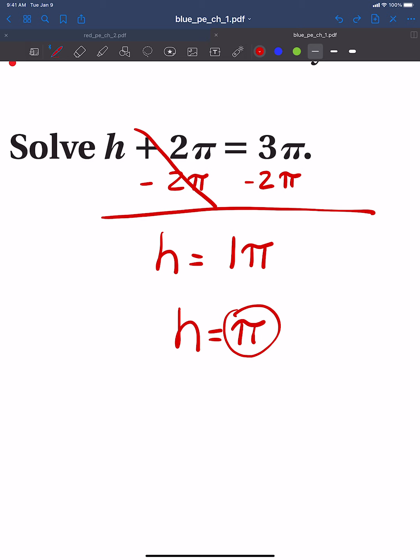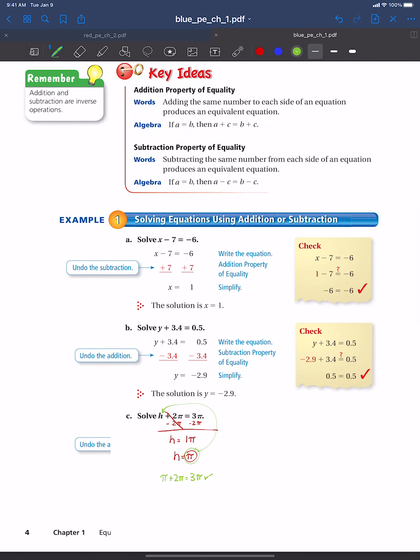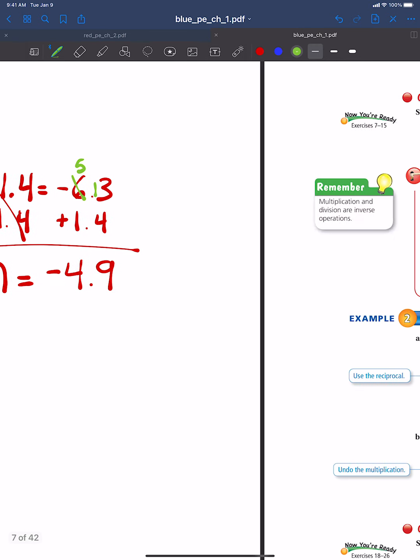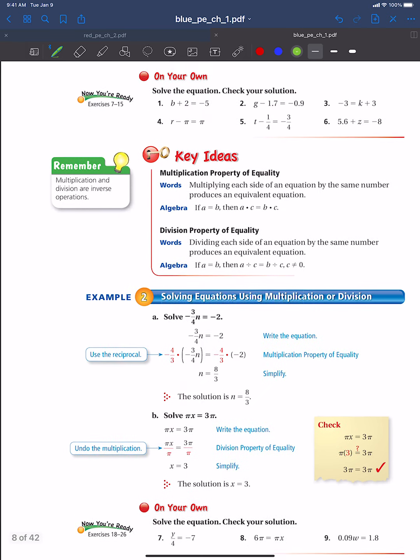Now it makes sense though if I plug that back in, right? If I put pi back in for h, let's see what it would look like. Pi plus 2 pi makes 3 pi. It works. Okay? Let's go ahead and do some more examples. I'm looking at page 5 in our book.